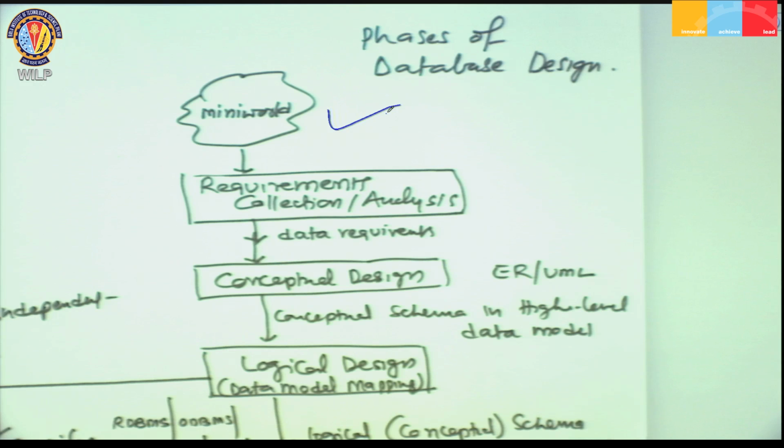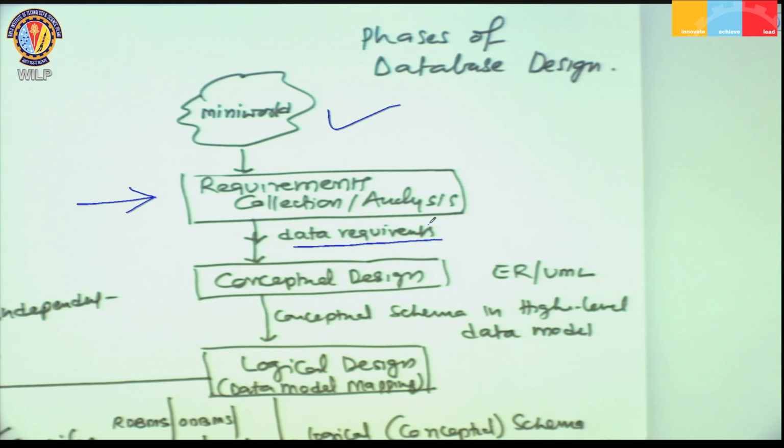For whatever mini world we wish to design the database for, first the requirements collection or analysis step will take place. In this phase, we try to understand the requirements of the end user and the data available in the mini world that needs to be captured into the database, and the result is a data requirements document.